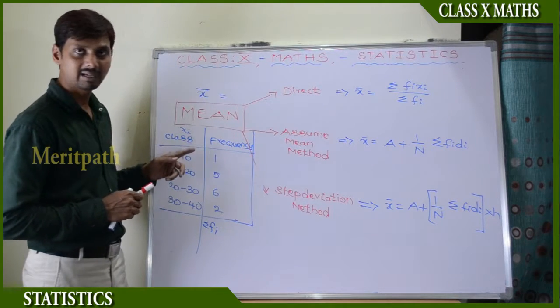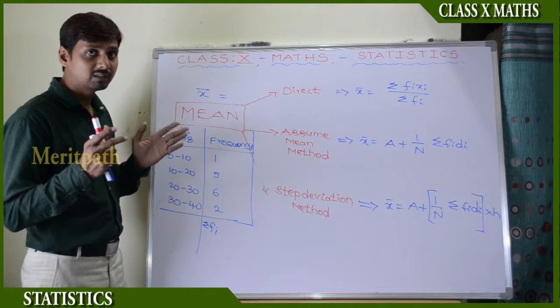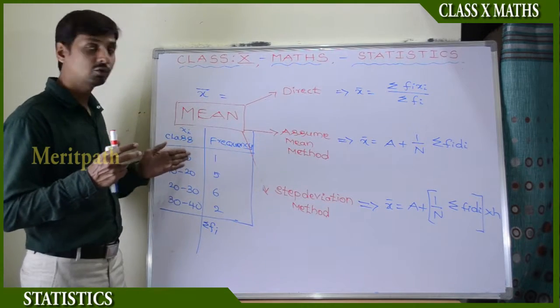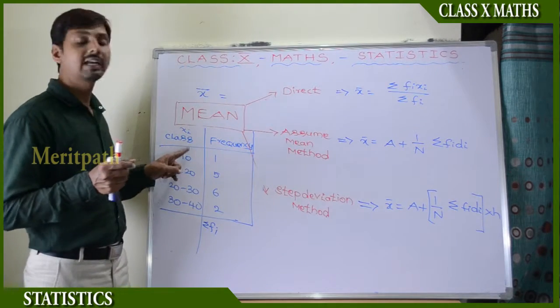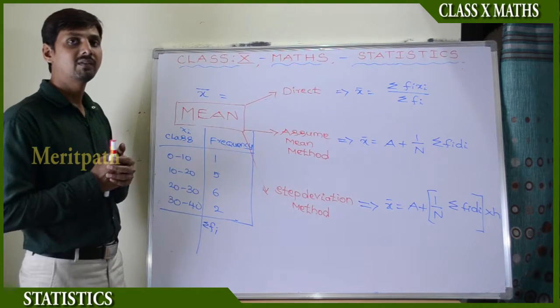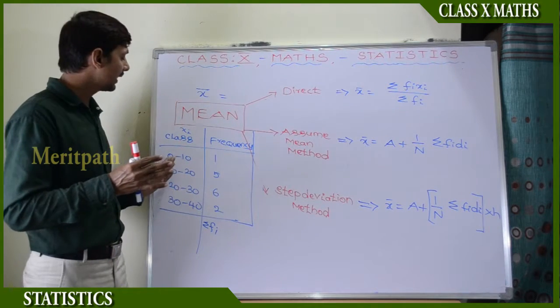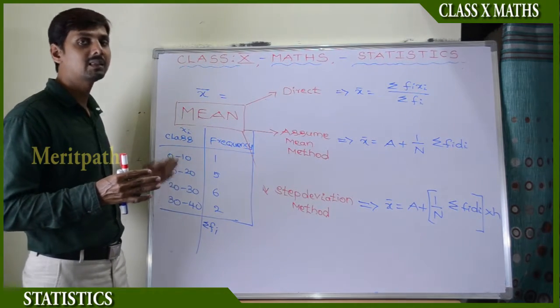It's called xi. When the data is classified and written as 0 to 10, with a lower boundary and an upper boundary, then we need to take one value for it. We take the average of the lower boundary and upper boundary, that is 0 plus 10 divided by 2.